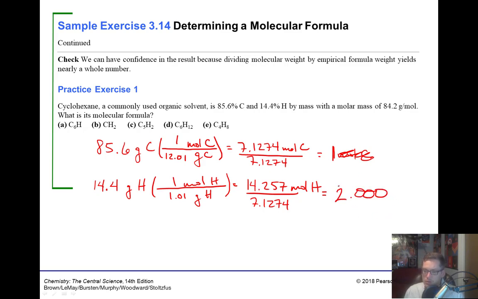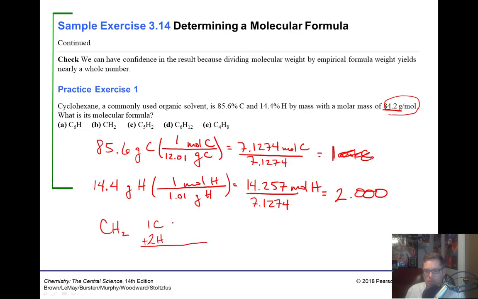Okay, so that means we've got 1 carbon for 2 hydrogens. So the empirical formula is CH2. All right, but it asks for the molecular formula. So they give us the molar mass right here, 84.2. So we need to find the empirical formula weight. We have 1 carbon, 2 hydrogens.